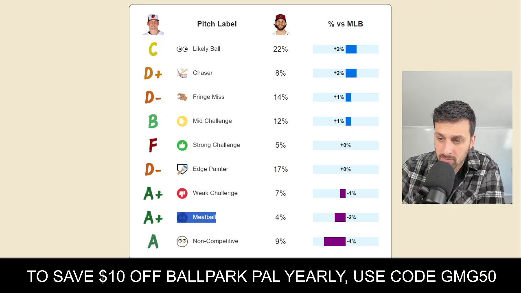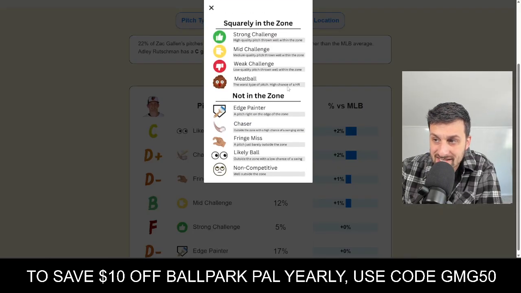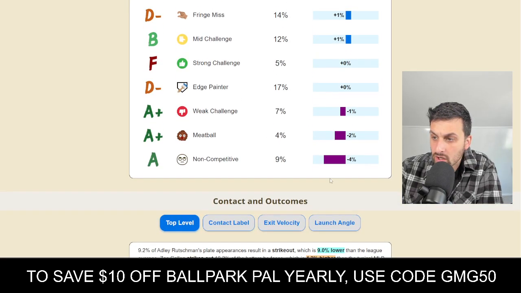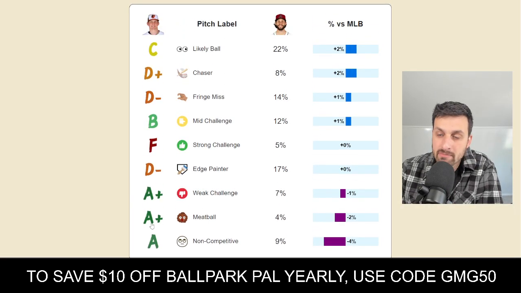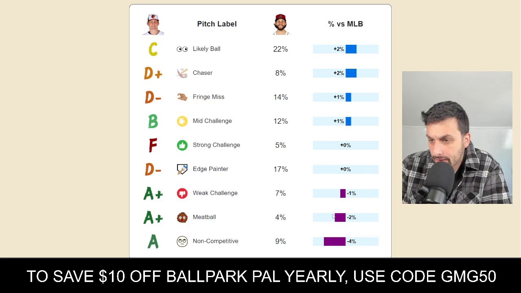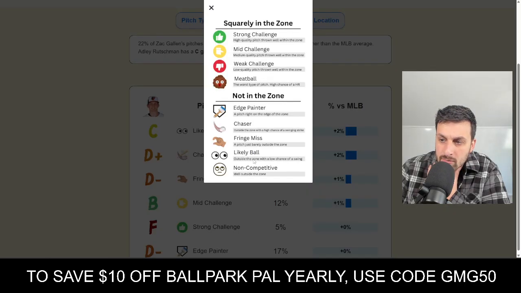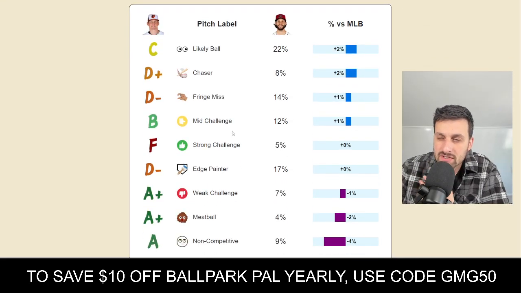If you look at the meatball, these are balls that are non-competitive, and you can click in here and see non-competitive. The worst type of pitch has a high percent chance of home run. If you look at that, Adley Rutschman hits the meatballs really well. He's a good guy to capitalize on bad throws, but Zach Gallen versus the MLB throws a meatball 2% less. So that's something to look at. A likely ball, you can look through here and you can kind of see the types of pitches using this pitch label, and you can get a better idea of what you're going to see tonight in terms of arsenal and in terms of how the batter approaches that.